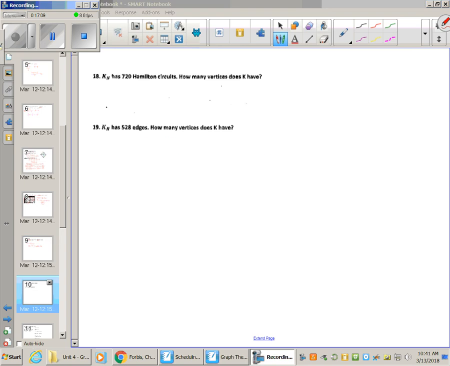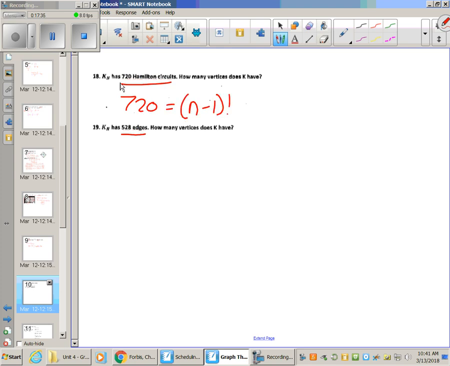All right, 18 and 19, going back to the Hamiltonian circuits, going back to the edges, going back to complete graphs. This is working backwards. I'm telling you how many circuits we have now, and how many edges we have now. We have to work backwards with our formulas and find n, the number of vertices. So we have 720 Hamiltonian circuits, and that's going to equal n minus 1 factorial.